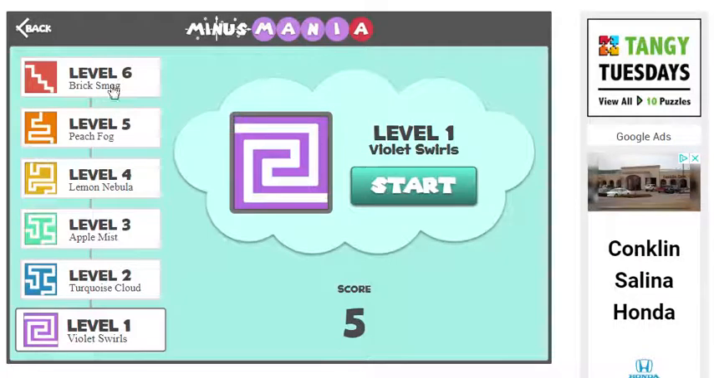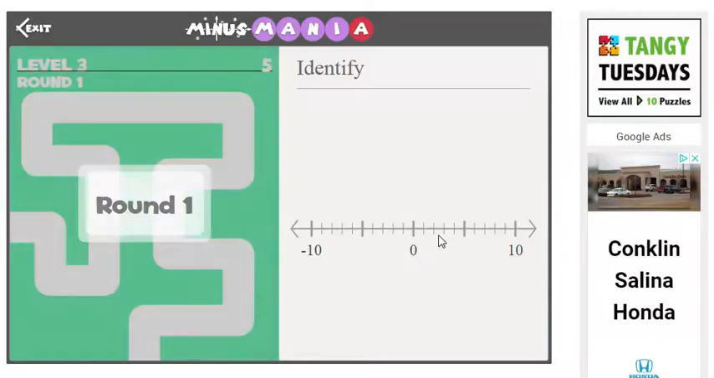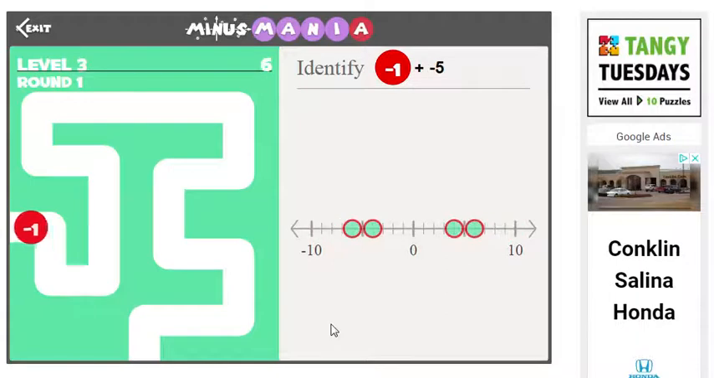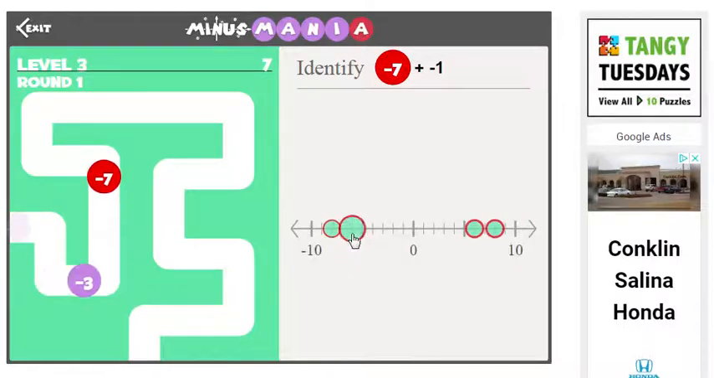Now, as you move up, again, just like I said with 10-Frame Mania, these are going to get harder as you go on with Minus Mania. So now we have to identify an equation. 1 plus 8 would give us our 9. Or negative 1 plus negative 5. So now we're introducing students to the idea of adding a negative takes you further negative. Or negative 7 plus negative 1. So you see how my answer was incorrect there. It told me that.